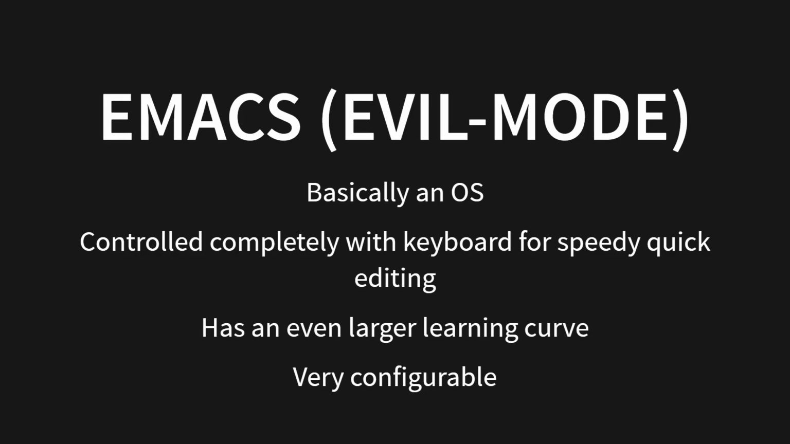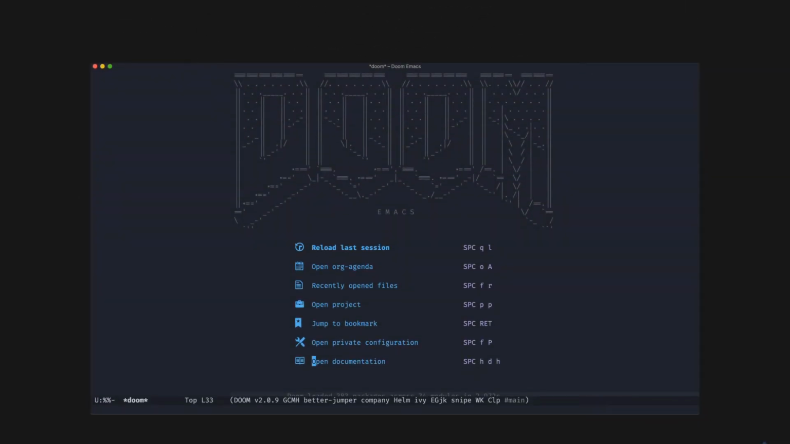Just like Vim, it's controlled completely with keyboard, and evil mode is Vim key bindings. So if you get used to that, you can use either. But it has an even larger learning curve because there's more that happens under the hood. And here's an example of what it looks like. This is using a flavor, if you'd like to call it that, of Emacs called Doom. Because normally Emacs looks like it was made in the 70s, because it was. So people make these flavors which handle the looks and everything that happens underneath the hood for you, so you don't have to learn an entire system just to edit a text file.